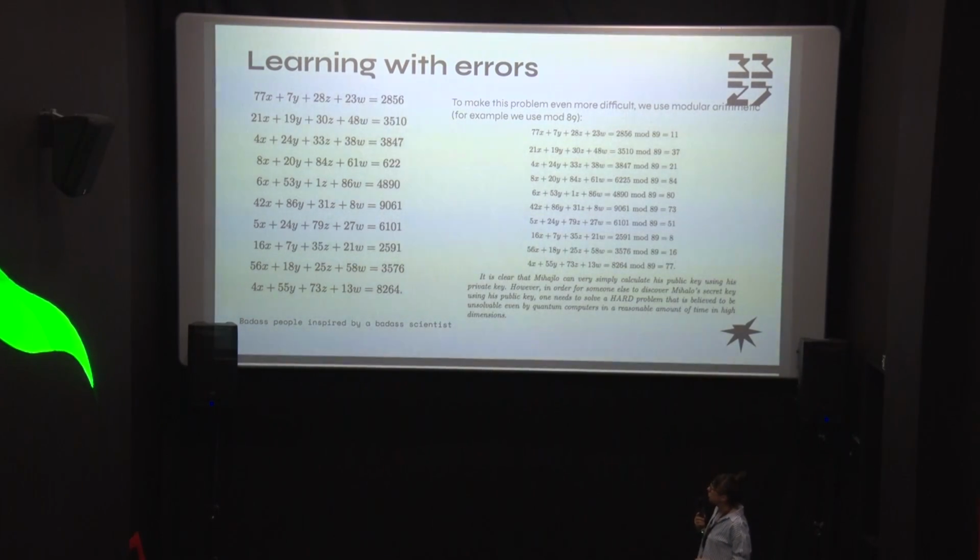And in order to obtain an even harder problem, we can use modular arithmetic. So here, in order to calculate Mihailo's public key, we will use modular arithmetic. So we will divide this number 2856 by the number 89. And the remainder of this division will be 11. So if you are looking now at this system and we obtain these values as Mihailo's public key, I think that you can agree that probably no one of you can solve this problem in real time. So this is the idea.